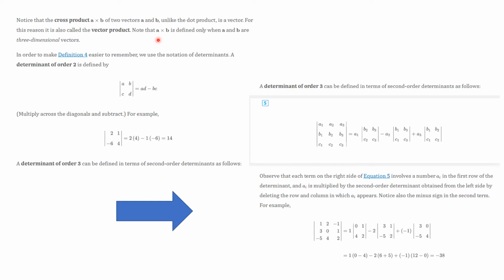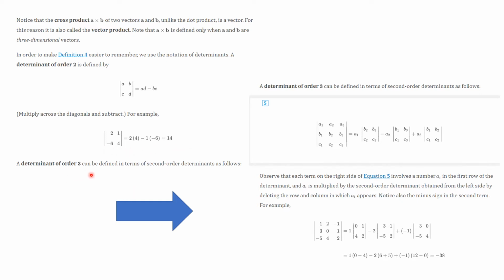In order to make this explanation easier to remember, we use the notation of a determinant. You will recall that for a determinant of order 2, we take the determinant of a, b, c, d, and you get this expression. You take this times this minus this times this: multiply across the diagonals and subtract. So, for example, if we define this, we would take 2 times 4, which is 8, minus a minus 6, and a minus a minus is a plus, and you would get 14.